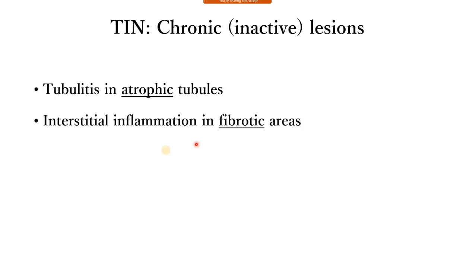So for chronic lesions, there are two things. One is tubulitis in atrophic tubules, and the second is interstitial inflammation in fibrotic areas. So this is kind of the opposite: active lesions are seen in non-atrophic and non-fibrotic areas, but chronic lesions are seen in atrophic and also fibrotic areas.